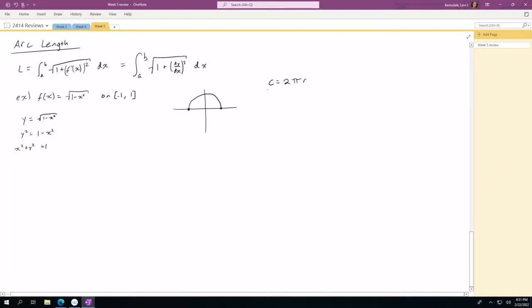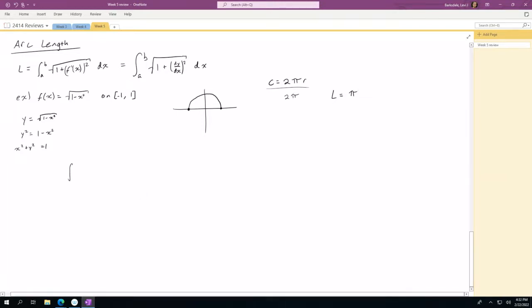Now we know the circumference of a circle, right? It's 2 pi times the radius. So when the radius is 1, our circumference is 2 pi, right? But we only have half of a circle. So in this case, we can kind of know that our arc length should come out to be pi. So let's see if our equation actually matches that.